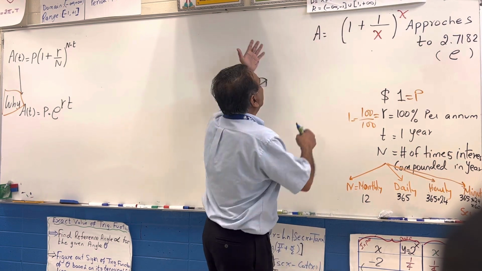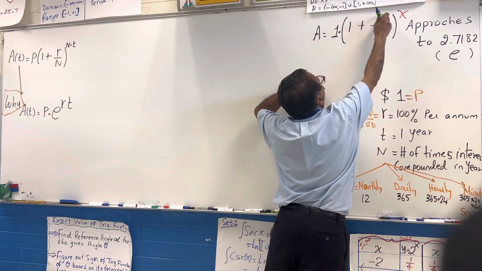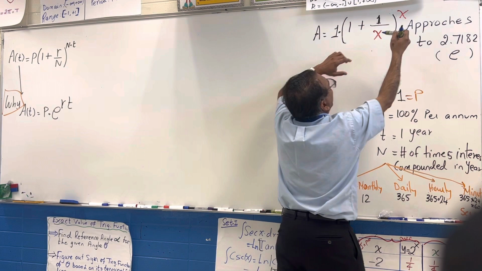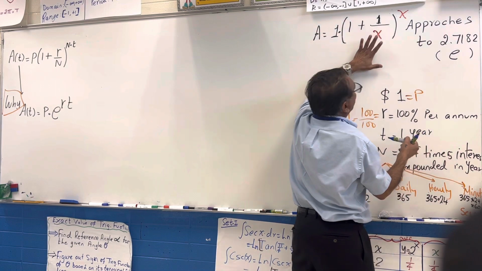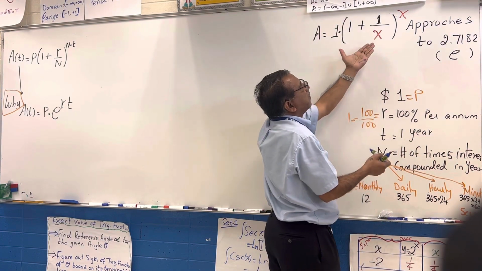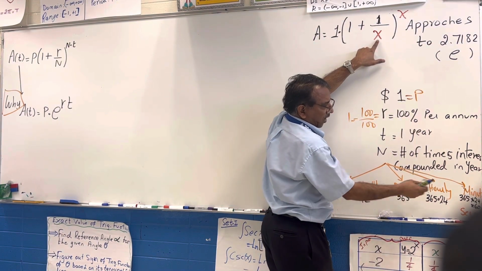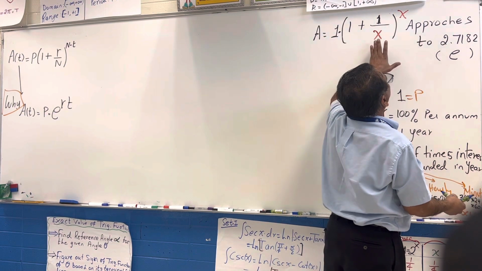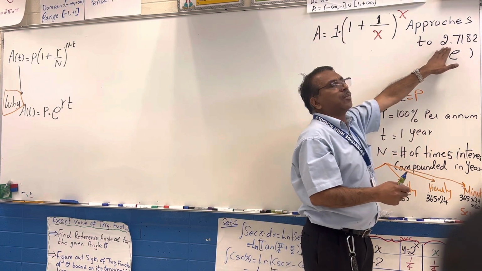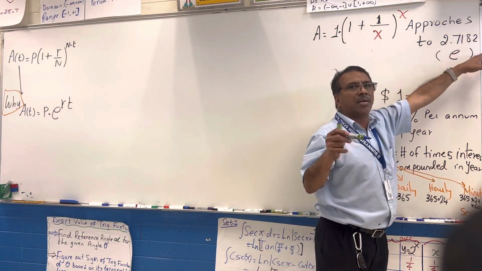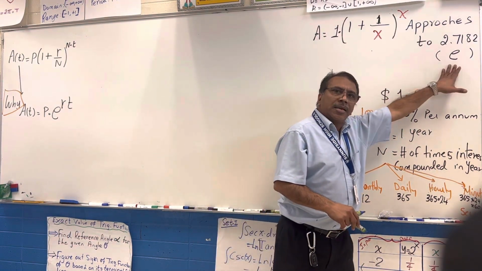In this example, you can clearly see the money that is put in is 1, and this is the 100%, which is 1. And here the x is the n, how many times, which I put as an x here in Desmos. When you change this x, which is the n, we have seen the graph of this. It approaches a number which is 2.7182, an irrational number. That number was called e, the natural number.